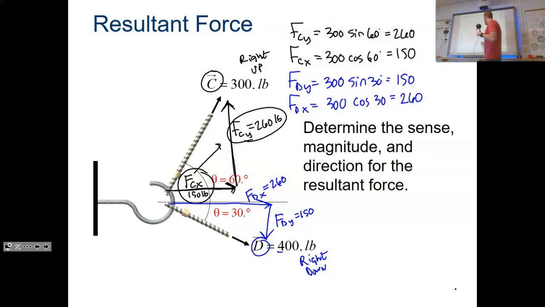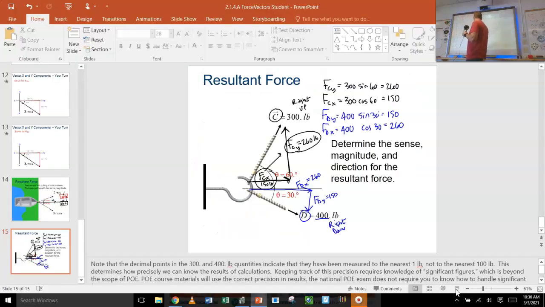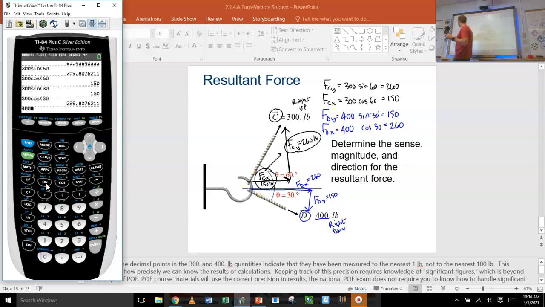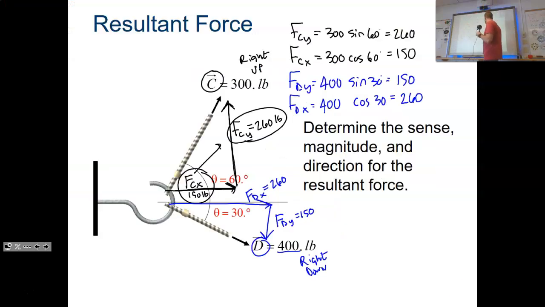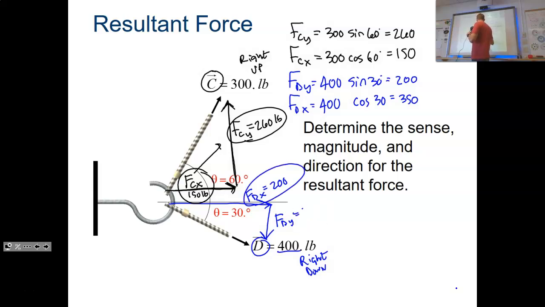Oh, shoot. I screwed that up. This is 400 pounds. Maybe you saw that sitting there at home or wherever you're at. This should be 400 times that. So let me go back here. Pull out my calculator. 400 sine 30. 400 cosine 30. 200 and 350. So this, 200. This, 350.